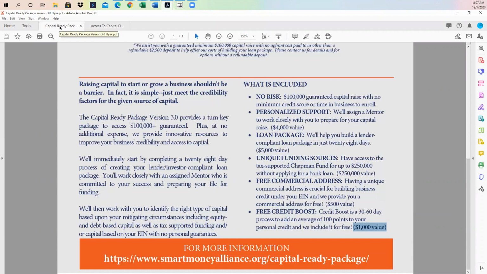Secondly, and maybe more significantly, is the commercial address is included in Capital Ready 3.0. That is a $500 value, because normally what do we charge?